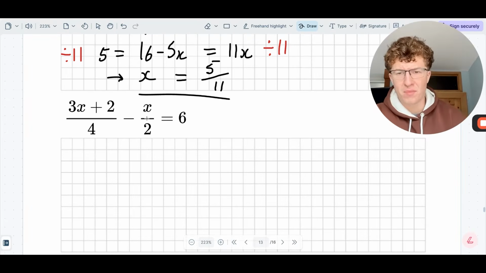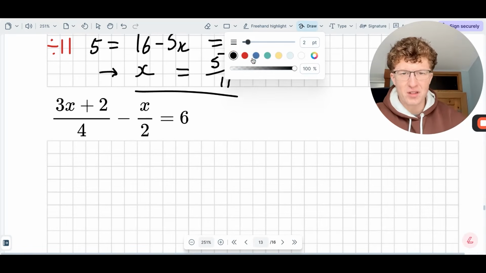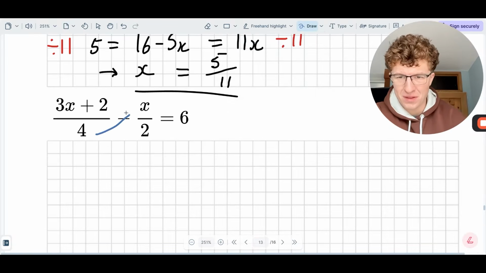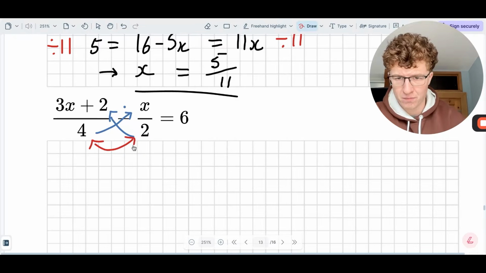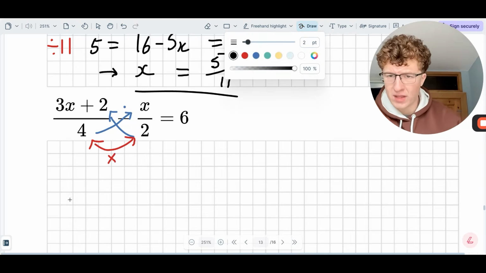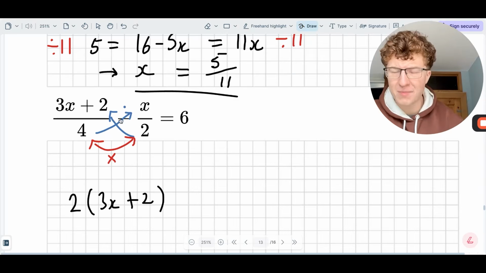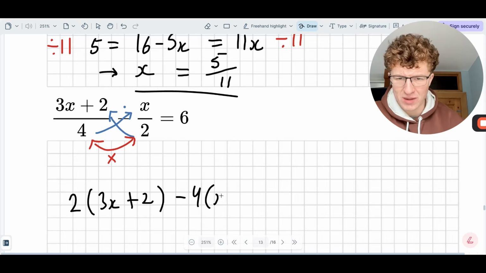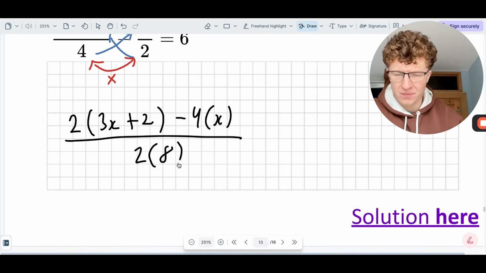3x plus 2 over 4 minus x over 2. We want to simplify this fraction. So what's the method? Of course, up, up, multiplying across, and then bottom boys to get the denominator, like this. Multiply. So let's do that. We're going to end up with 2 times 3x plus 2. Then be careful here. We have a minus sign here. So it's going to be minus 4 times x, all divided by 2 times 8.